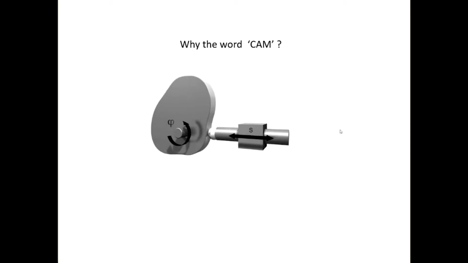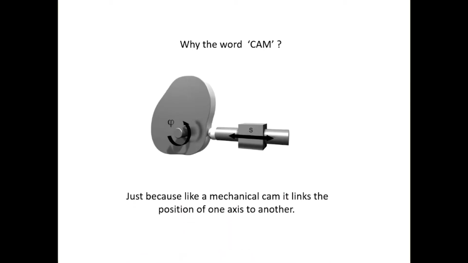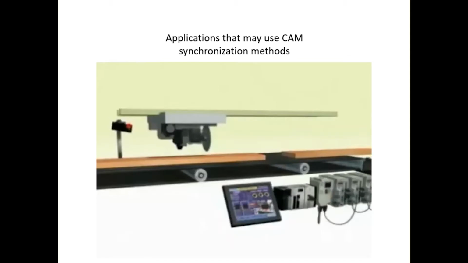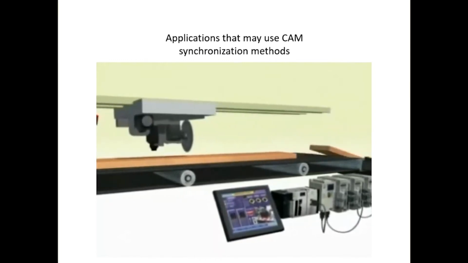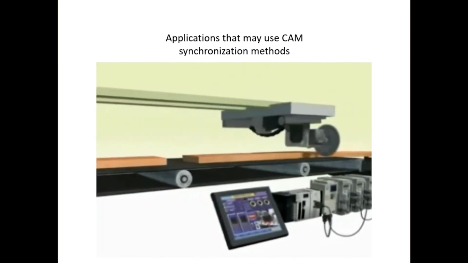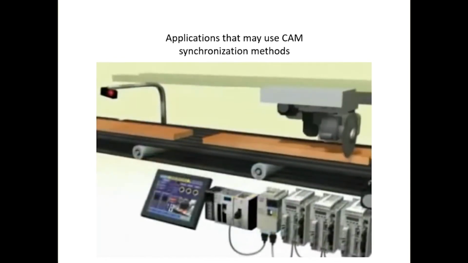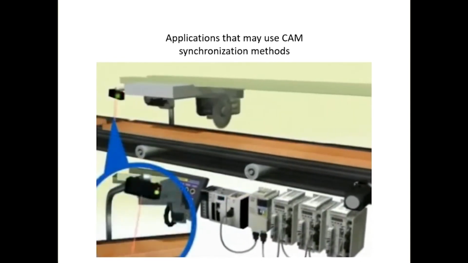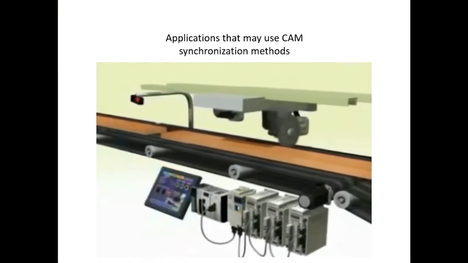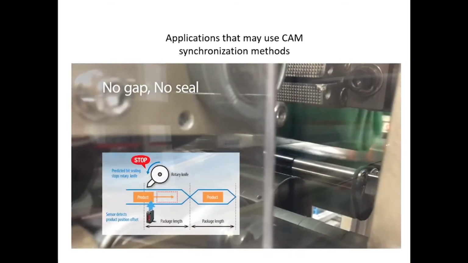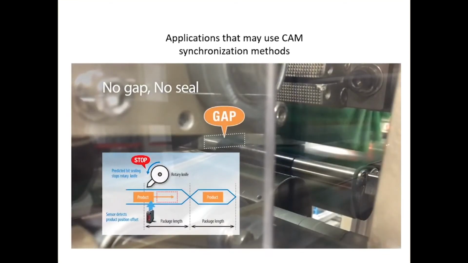So, what do we mean by the word cam? Well, like a mechanical cam, a cam inside the motion control refers to a relationship between one axis and another, a fixed positional relationship. In these videos, we can see such a method being used inside motion controllers to produce cam controlled motion. It's a flying shear we have, and next is a rotary knife operation using cam synchronization.